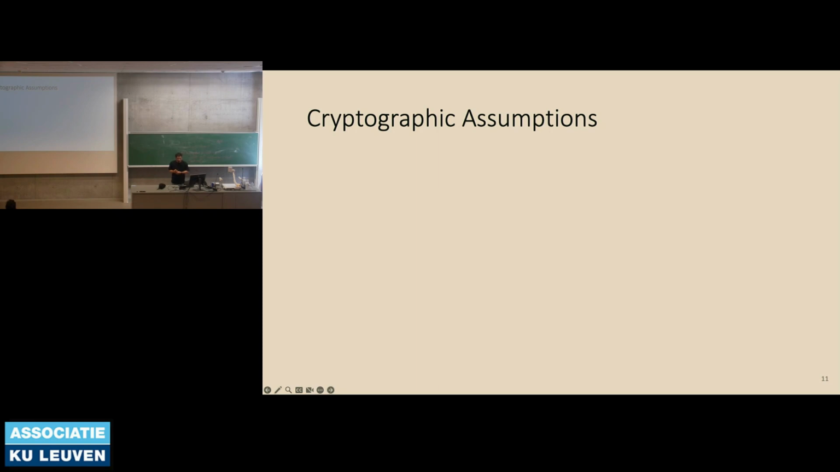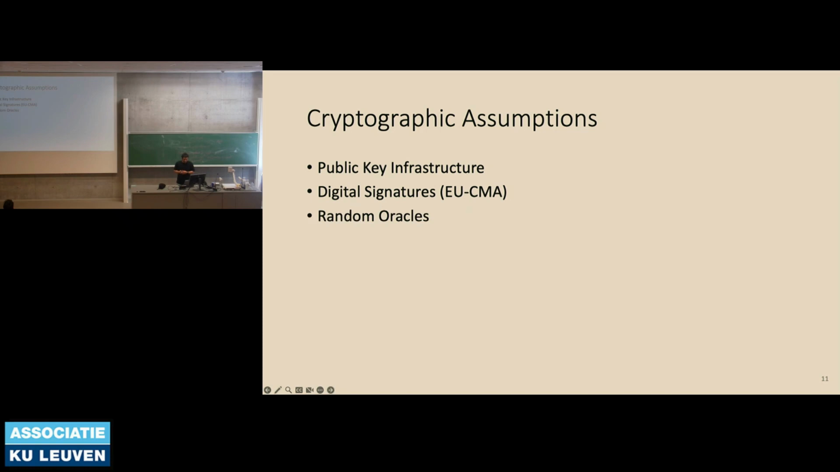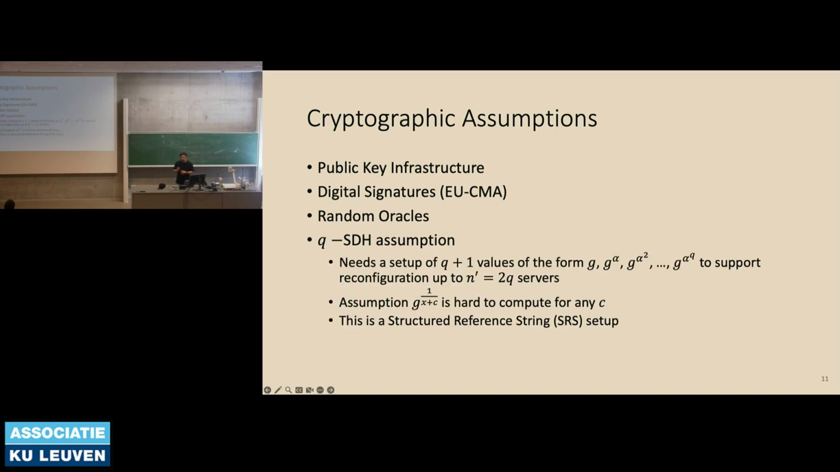Some of the cryptographic assumptions that we make are standard assumptions like PKI, digital signatures, random oracles, and the q-SDH assumption. The q-SDH assumption is: given g, g^alpha, g^(alpha^2), up to g^(alpha^q), you cannot compute, for any c, g^(1/(alpha+c)). So this is a simple assumption, and the setup involves q+1 elements. It's also called a structured reference string setup.